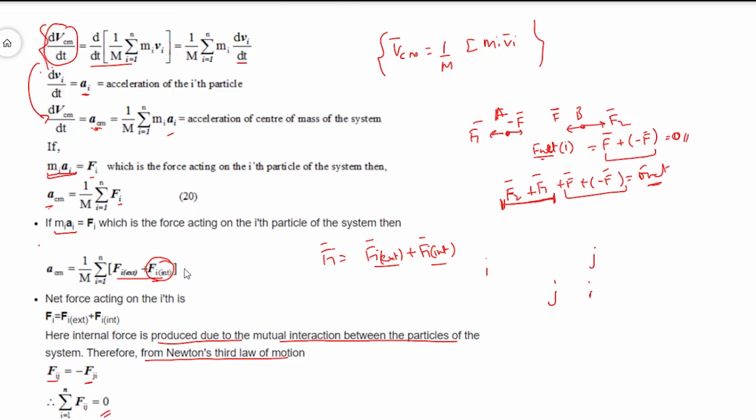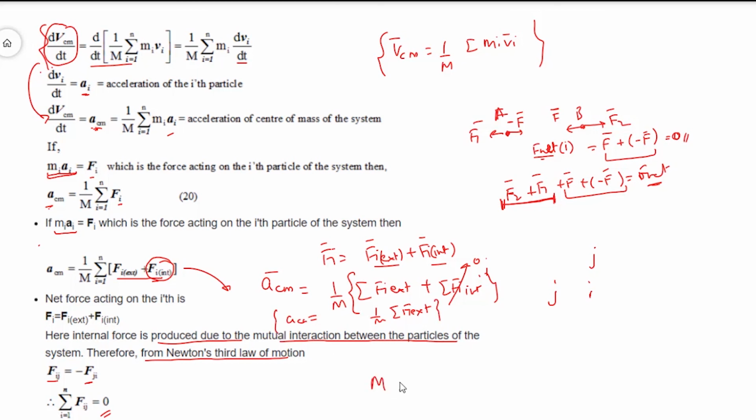So this a_CM can be written as 1 by M summation of F_i external plus summation of F_i internal. And from the discussion we did regarding the internal force, this term is always going to be 0 for the whole system. So I'm just left with 1 by M summation of F_i external, and that is going to give me a_CM. Again I can write M into a_CM is equal to summation of F_i external, i goes from 1 to n.